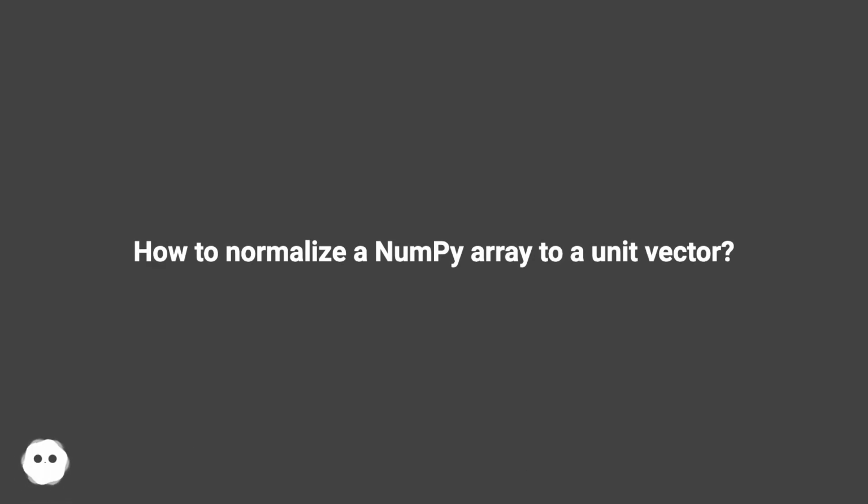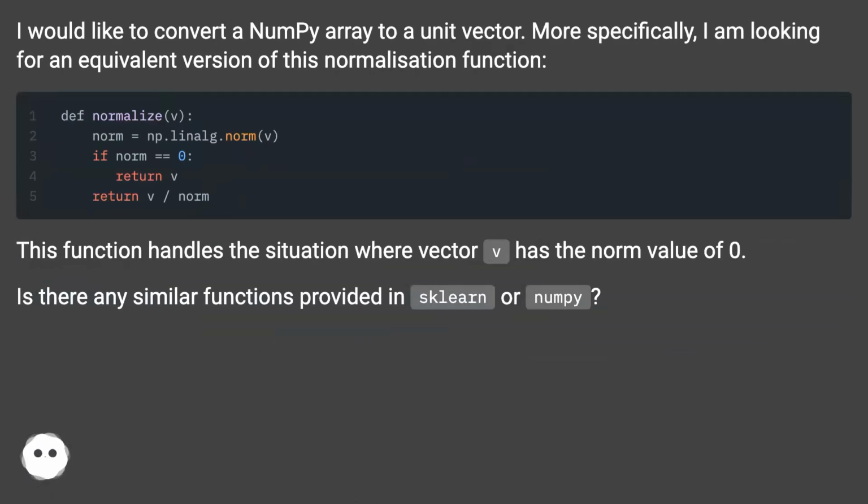How to normalize a NumPy array to a unit vector. I would like to convert a NumPy array to a unit vector. More specifically, I am looking for an equivalent version of this normalization function. This function handles the situation where vector v has the norm value of 0. Are there any similar functions provided in scikit-learn or NumPy?